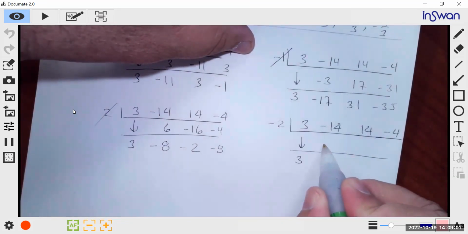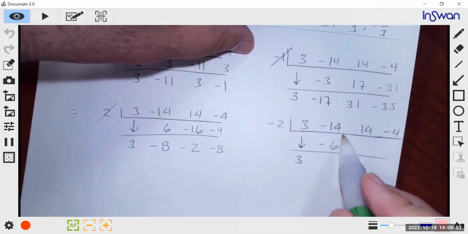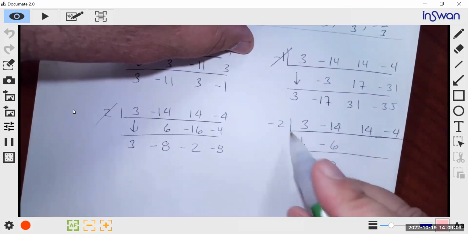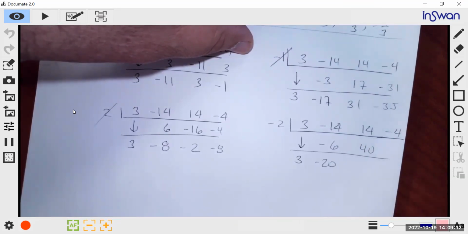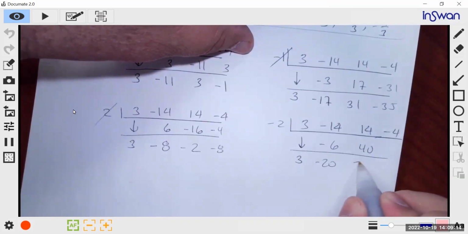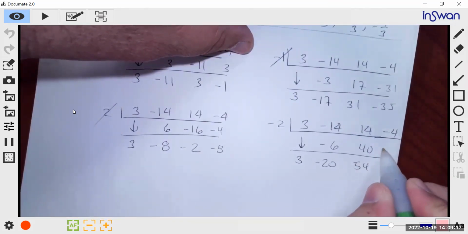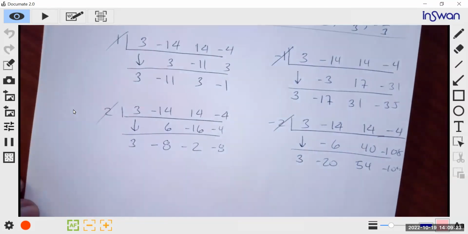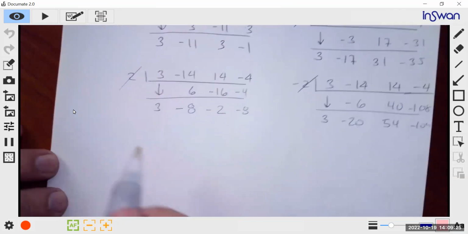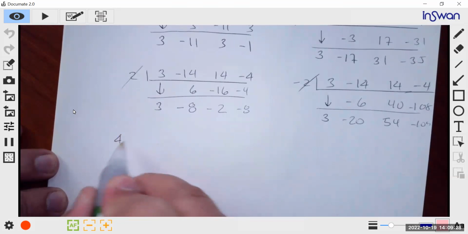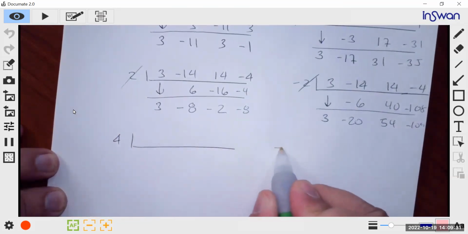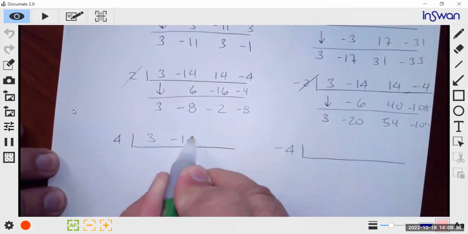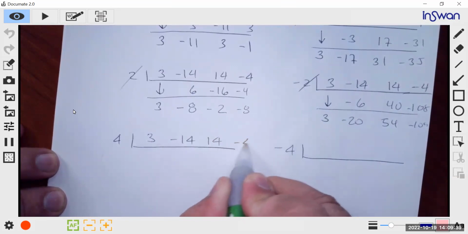Negative 2 times 3 is negative 6. Negative 14, negative 6 is negative 20. Oh my God. 20 times 2 is 40. So that's not going to be right. Let's try 4 and negative 4. Three, negative 14, 14, negative 4.